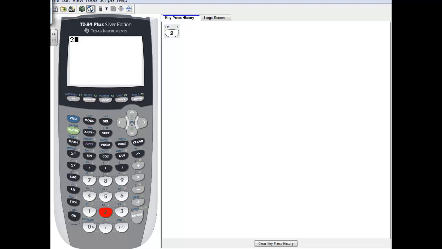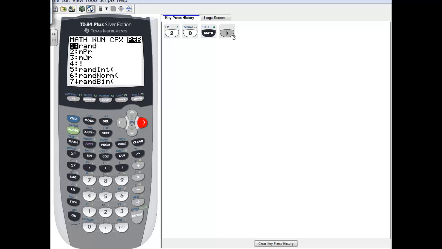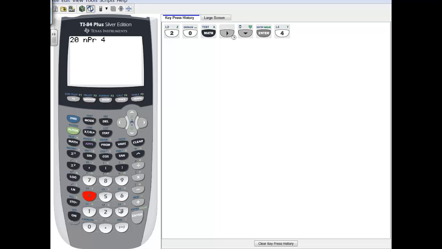So we put the 20 in first. Then we go to Math and page over to that same PRB menu. And then you see where it says nPr. We're going to page down to that. And the N in front of the P tells us that we need to have that entered on the screen before we go to nPr. So then we press Enter. And now the R is after the P. It's saying, okay, what is R? How many are we choosing? How many are we ranking? We're ranking 4. Press Enter. And it tells us 116,280.